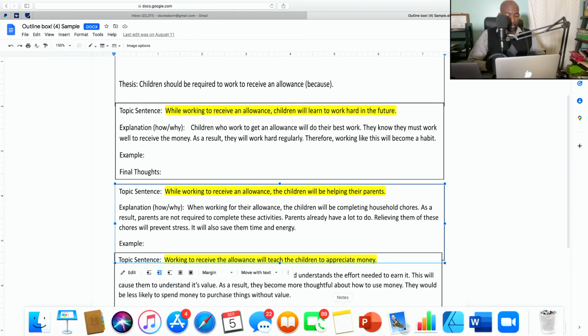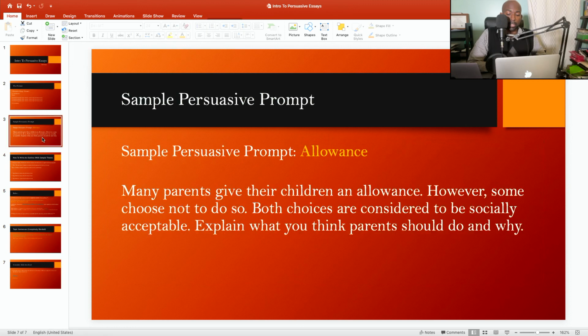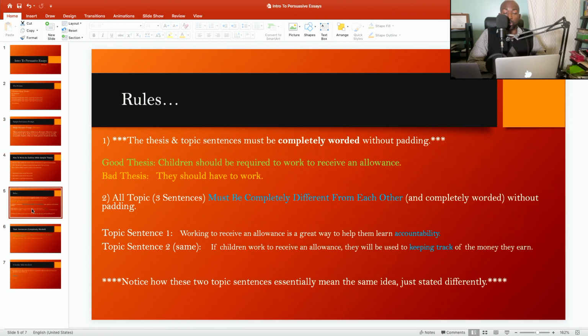So hopefully this principle, consider all involved, and these outline rules will help you get started successfully building strong outlines that you can write persuasive essays around. All right? Okay. Switching back to that.